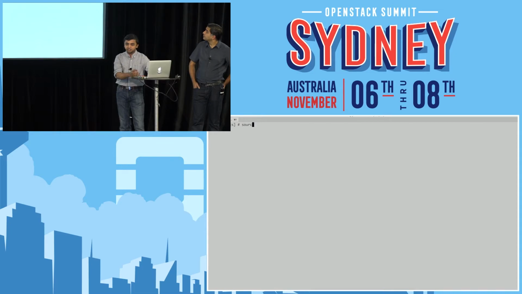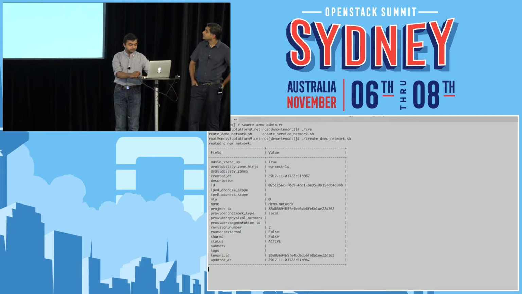But before we can create any VMs, we first need to create networks. And the Horizon that I'm using currently does not allow me to create AZs while creating the networks. So that's why I'm doing it over command line. So I just source the demo admin RC. I'm going to create a network in the demo tenant. As you can see, I'm creating this network in the EU West 1A AZ.